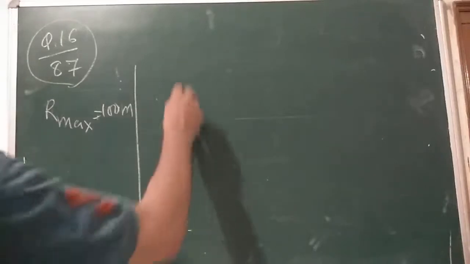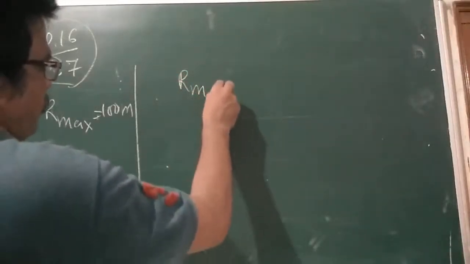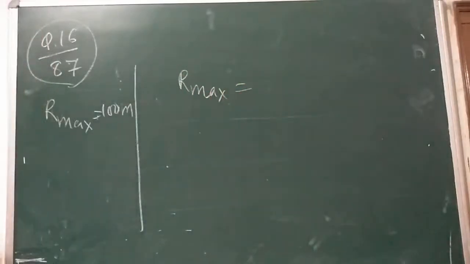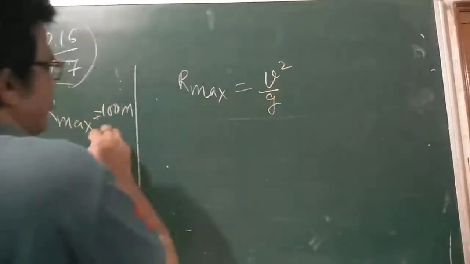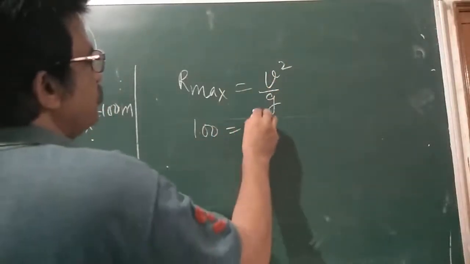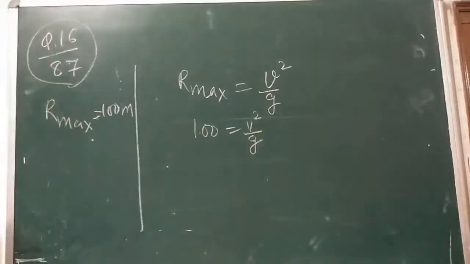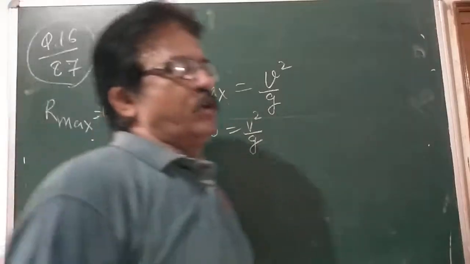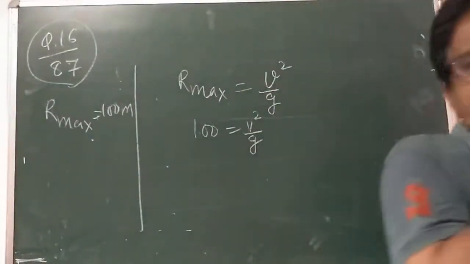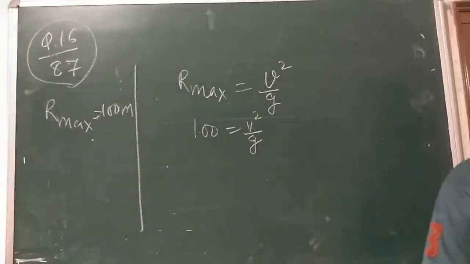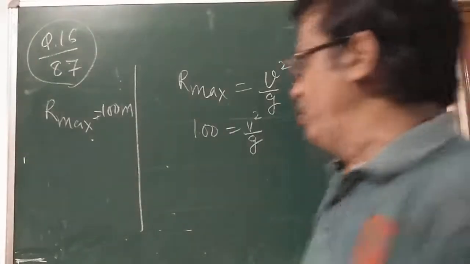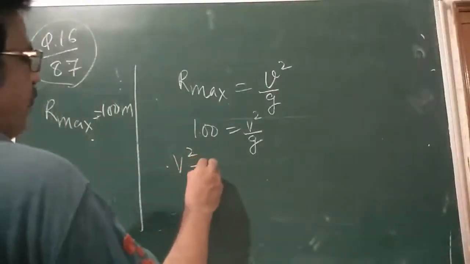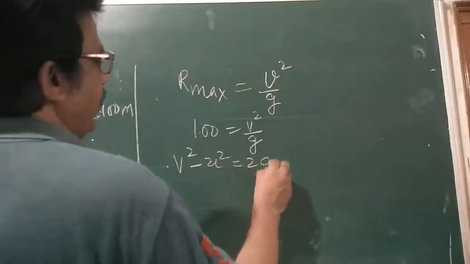How much high above the ground can the cricketer throw the same ball? What is our formula for the maximum range R maximum? We have seen earlier, that is V square by G. This R is given here. Use our third equation of motion. What is that? Who will give the answer? Sir, yes, I can give. That is V square minus U square is equal to 2AS.